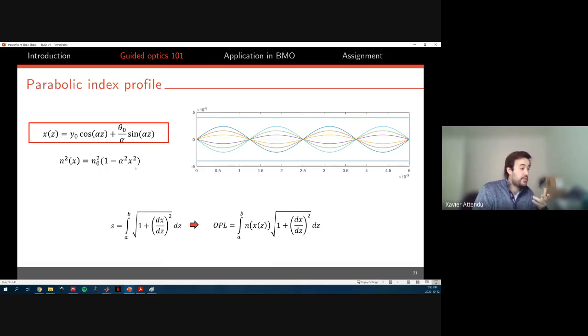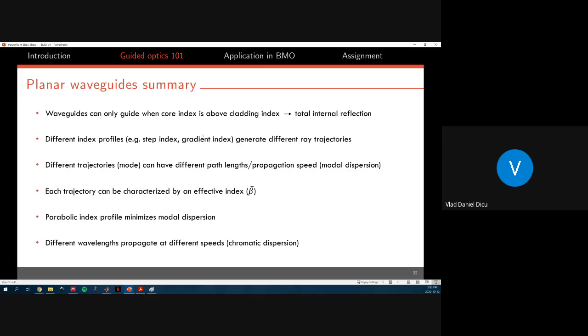And so what that does is it means that this problem that we had with the other waveguide, the step index waveguide, no longer applies because the modes don't have dispersion. You still have chromatic dispersion or other effects, but modal dispersion is minimized with a parabolic index profile. So if you wanted to use pulsed light, it might be useful to use something like that. Okay? Sorry, I got one question.